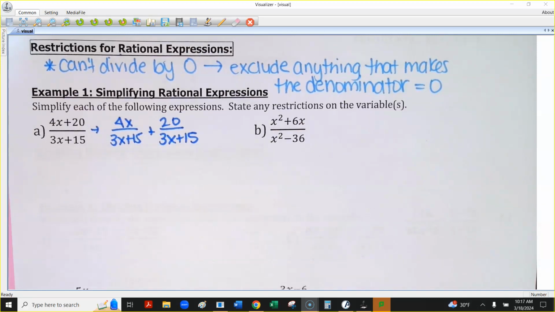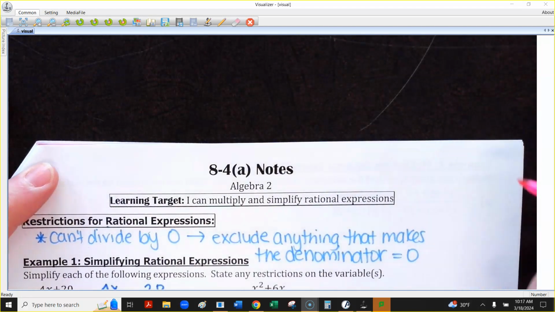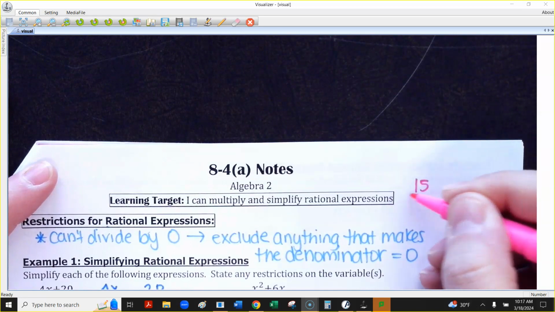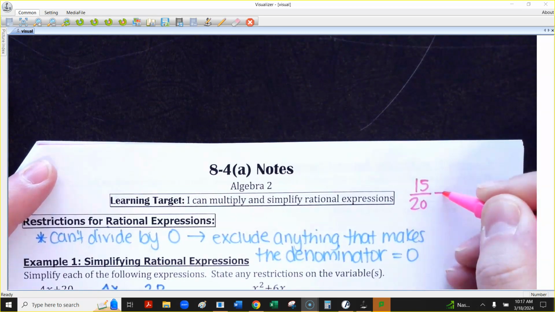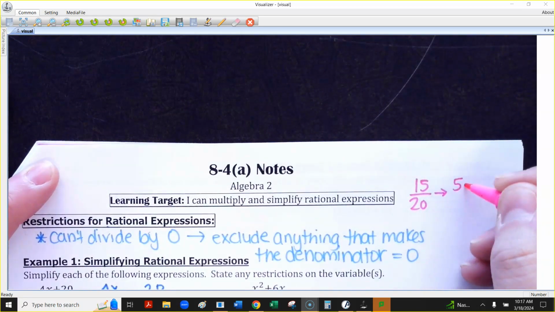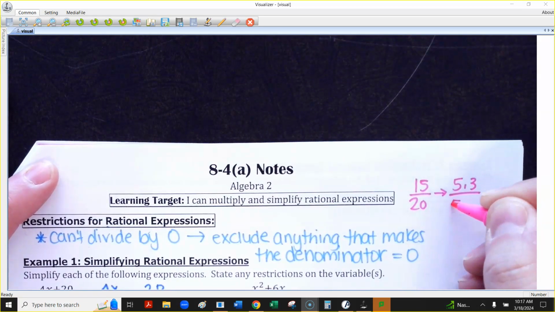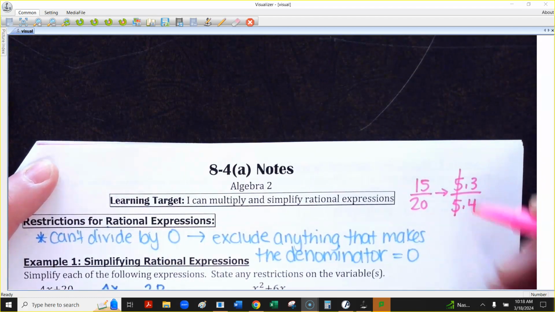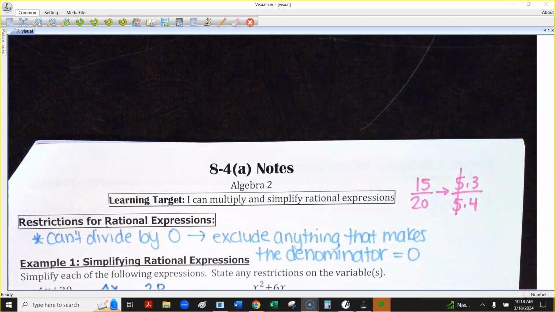Don't write this on your paper either. Let me make something up. Let's say I had 15 over 20. You would not do this here, you would just reduce this fraction. But this is the same thing as 5 times 3 over 5 times 4. I can cross the 5's out because that's being multiplied, and then I would have 3/4 as my answer. You guys would probably just reduce that, but it works like that with the variables. You have to put it in factored form where you're multiplying two things together. If they match, then you can cross it out.